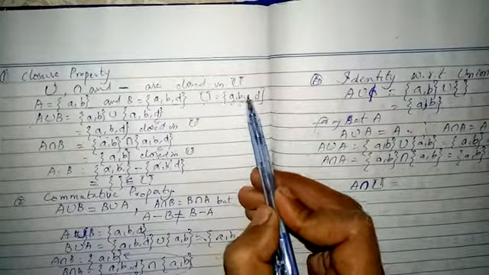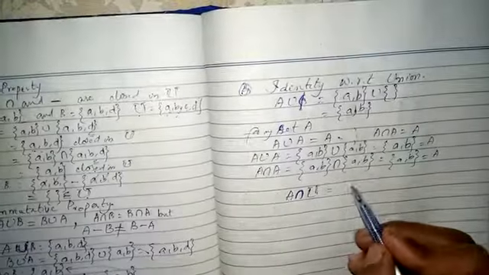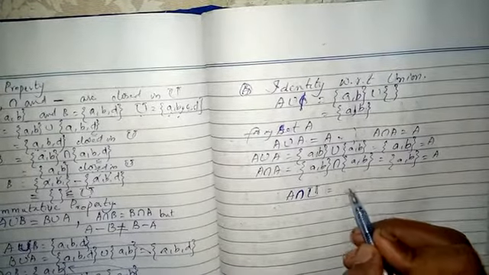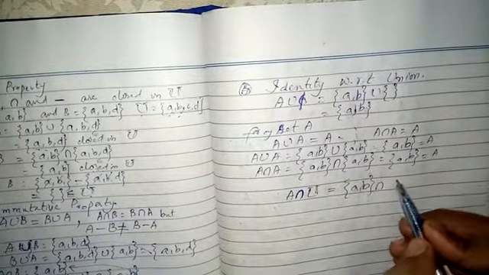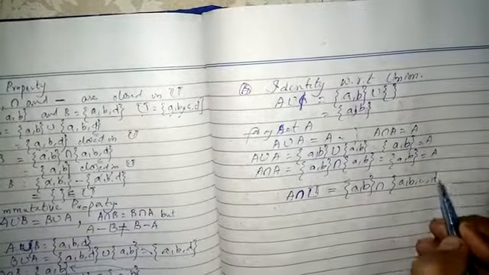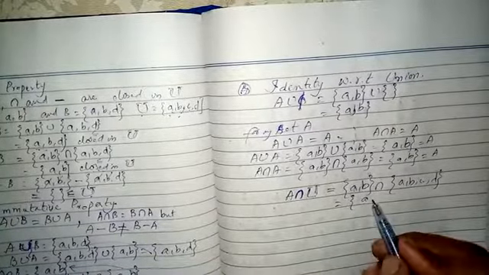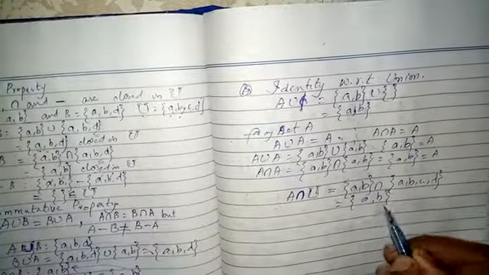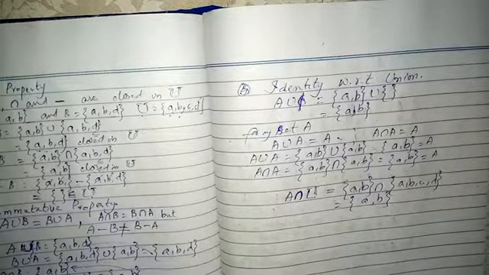Suppose we have the predefined universal set A, B, C, D, and our set A is A, B. Let us do the intersection operation: set A, which is A comma B, intersection the universal set, which is A comma B comma C comma D. The answer will become A comma B. So this is the identity with respect to the intersection.